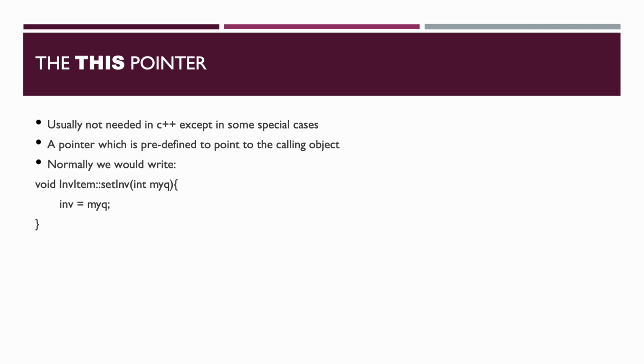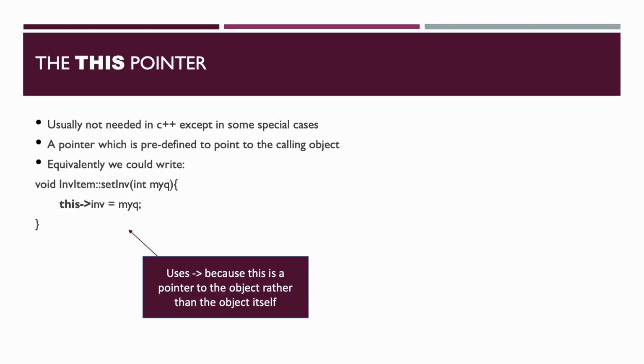inv equal to myq. It is equivalent to this expression, which is the correct way, or we can use this one. This one also works well, but it's more verbose. The arrow operator is usually preferred because it's more readable and concise.